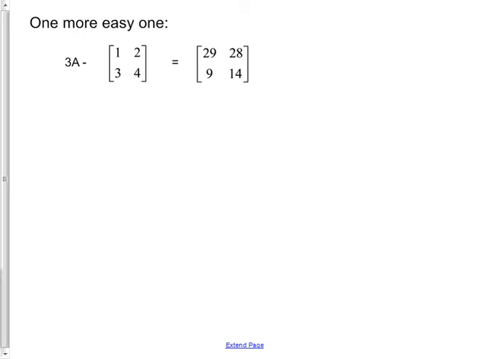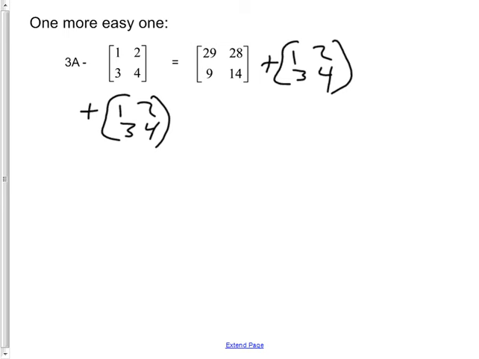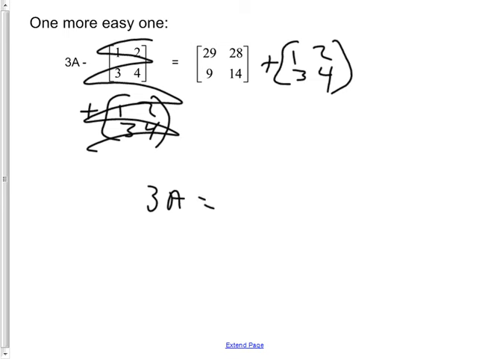All right. You should have started by adding 1, 2, 3, 4 to both. I would do it this way if I had room. That'll cancel that. And then I have 3A equals 30, 30. 9 plus 3 is 12, and 18. Would you please turn yours my way when you think you have the answer?